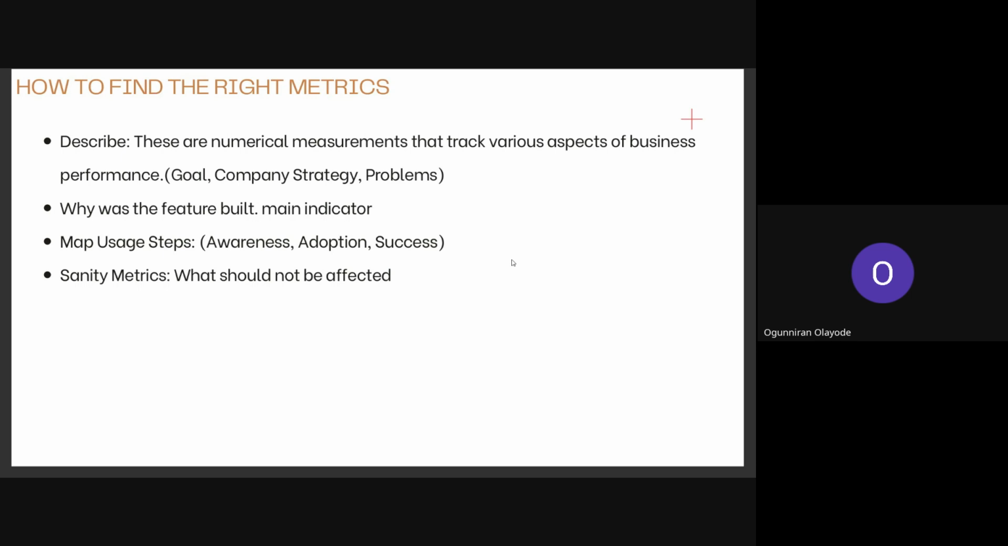From there, you map it based on the usage of the product to determine whether people are really aware of this product, because that's the first thing. If people are not aware of the product, then there's no need to track anything. So awareness, adoption, and success. Are people aware of the product?